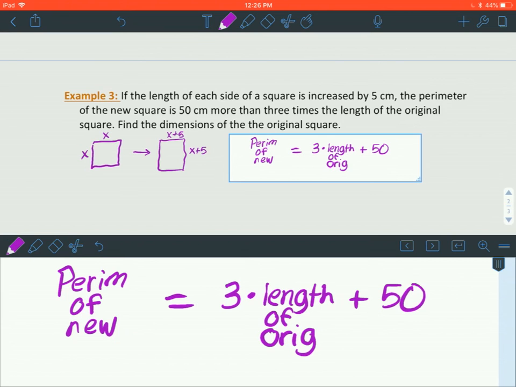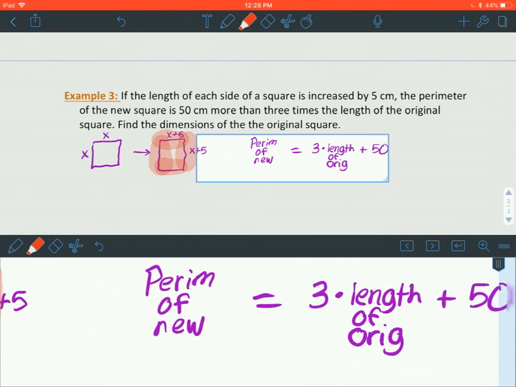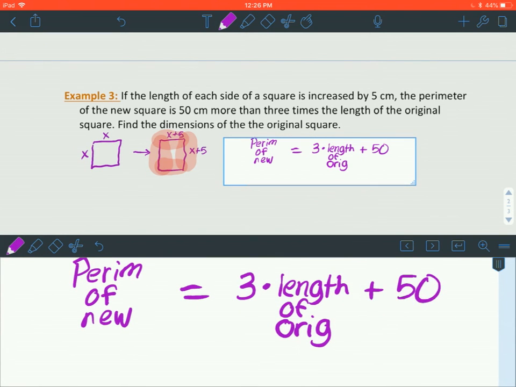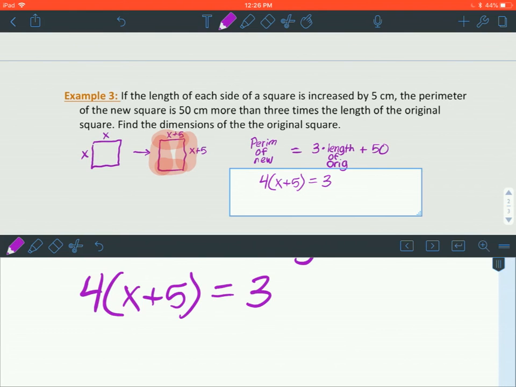So for the perimeter of my new square, if I want an expression for that, I'm going to be taking all of these side lengths, which are all x plus 5s, and adding them together to get my perimeter. Easiest way to write that is, since there's 4 sides and they're all the same, probably just do 4 times x plus 5 for the total of my perimeter. The length of my original side that's labeled in my square is just x. So equation-wise, we've got 4 times the quantity x plus 5 equals 3x plus 50.